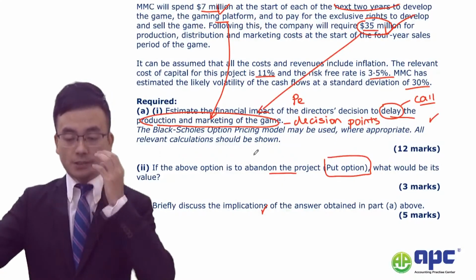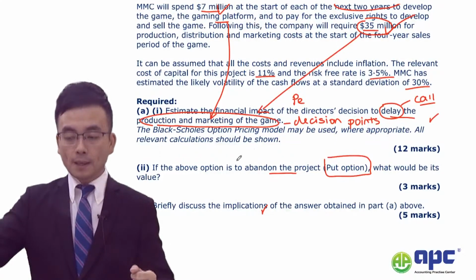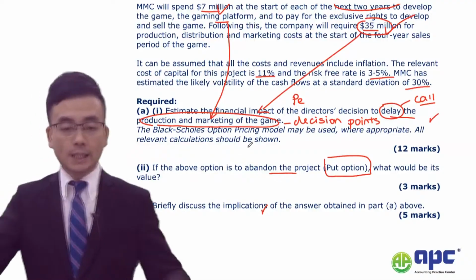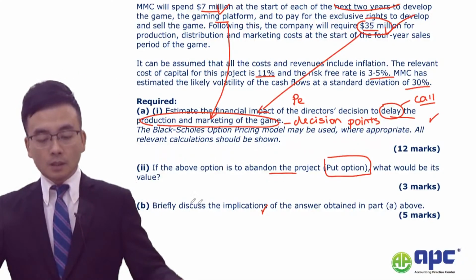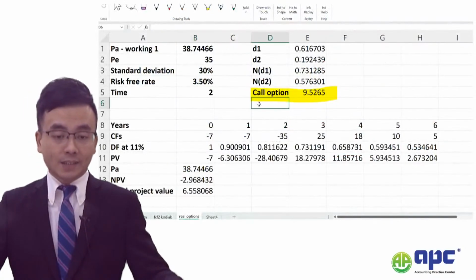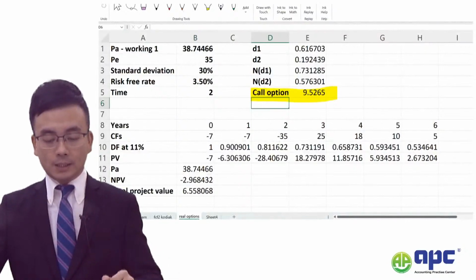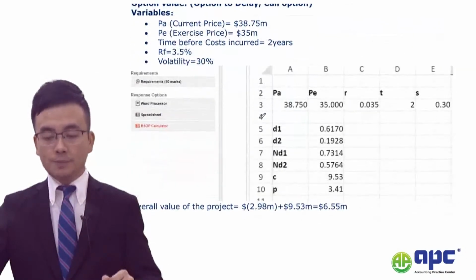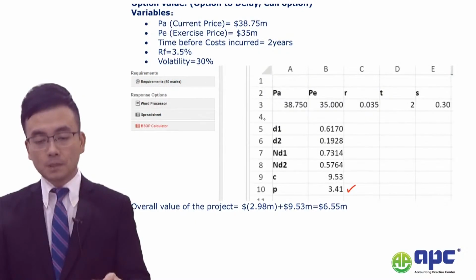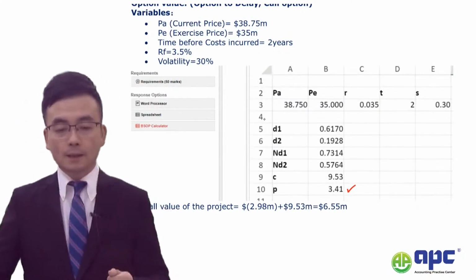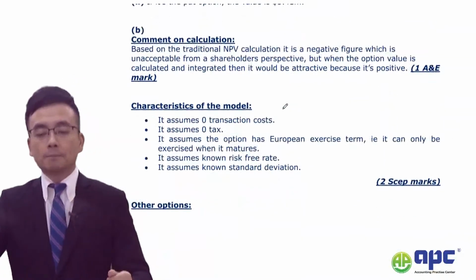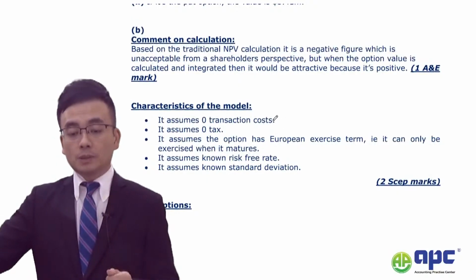Okay, so that's the estimate of the financial impact. Now, if your decision is to abandon the project, what would be the value? If you slot that into the calculations, which I'm not showing here but I can show you in the exam answer, that we just calculated for you directly, the put option value will be 3.41 here. Okay, it's directly given. Simple.